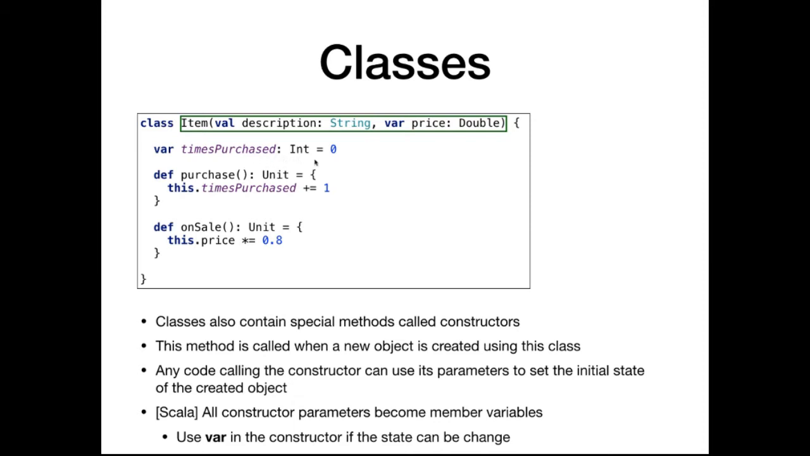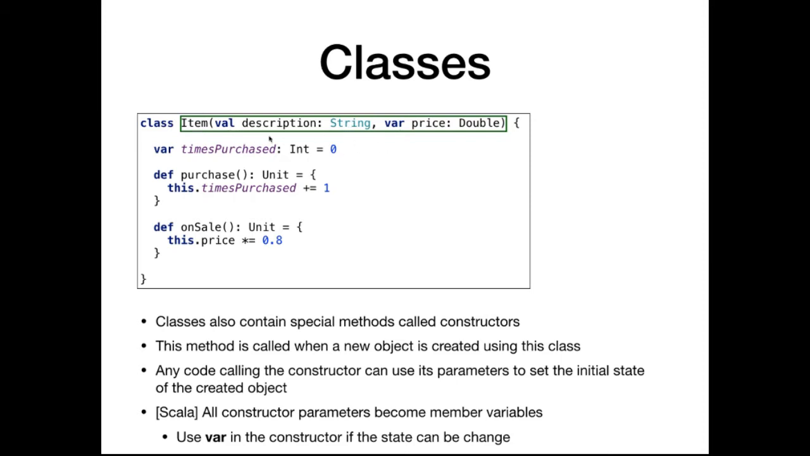But times purchased, I'm not going to let anybody initialize that to something else. That's always going to start at 0. So I'm not going to give anyone access to that in the constructor. I'm just always going to initialize that to 0 for any object of type item.